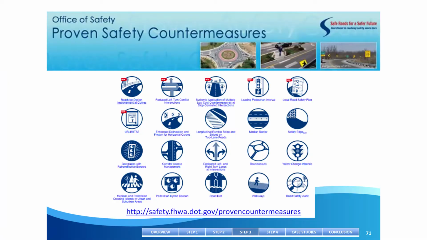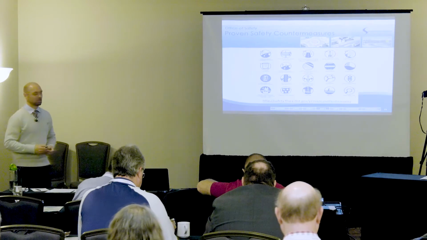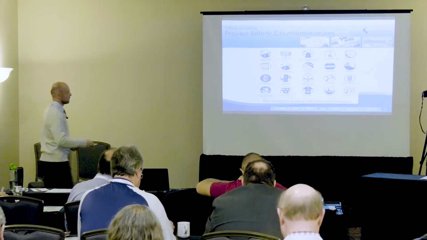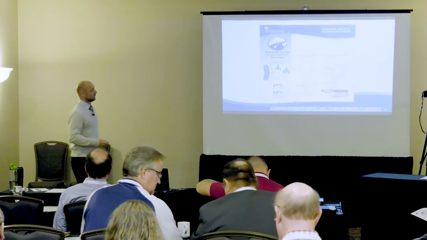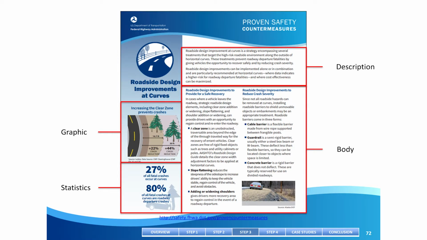So there's a number of good resources to help you along the way with identifying specific countermeasures. FHWA's Proven Safety Countermeasures is a good place to start. So the website is here at the bottom of the screen. But for each of these proven safety countermeasures, if you clicked on the hyperlink, you're going to see something like this. So this one relates to roadside improvements at curves.